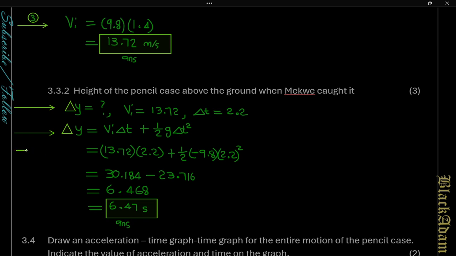So once again, step 1, we write what we know and what we don't know. Step 2, we substitute the information. Step 3, we simplify, and then we get the answer.